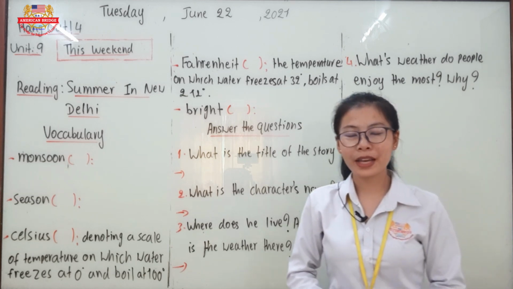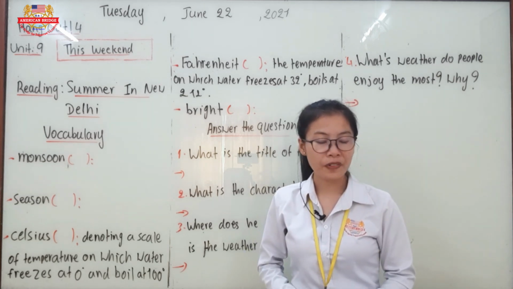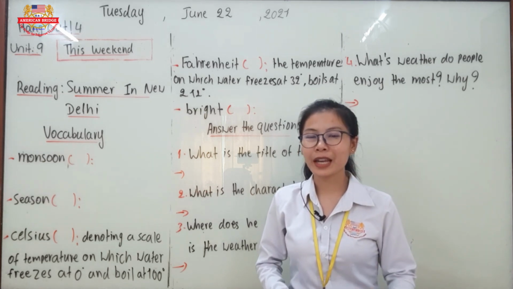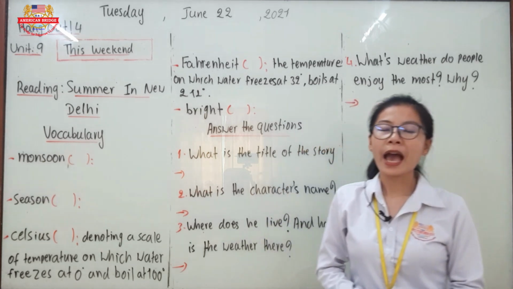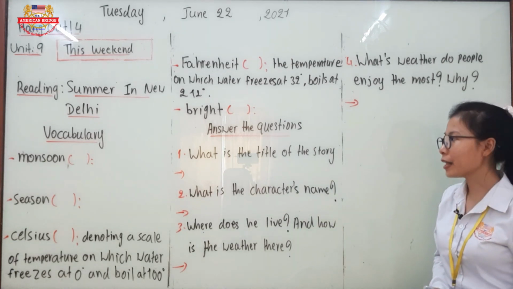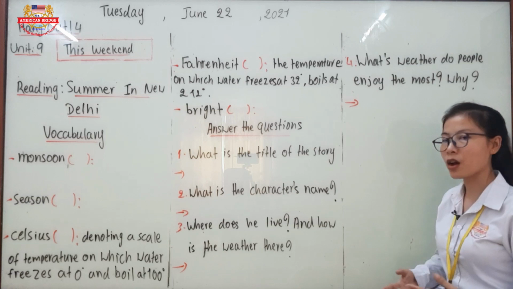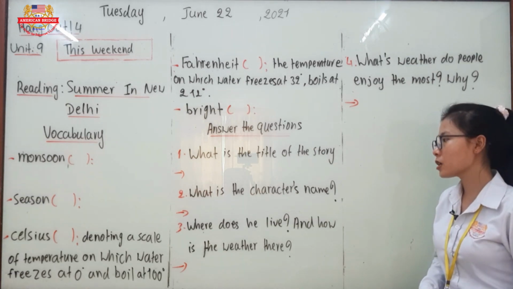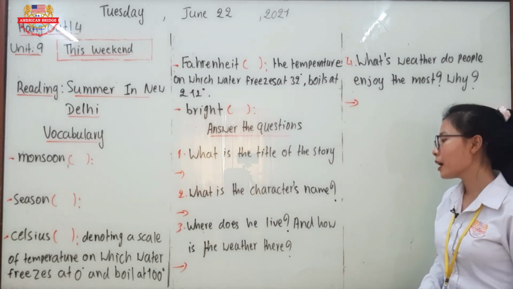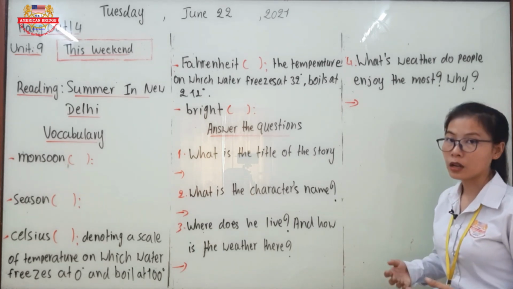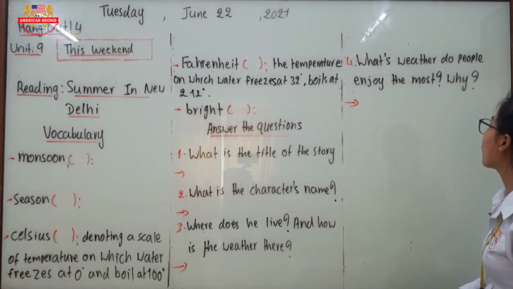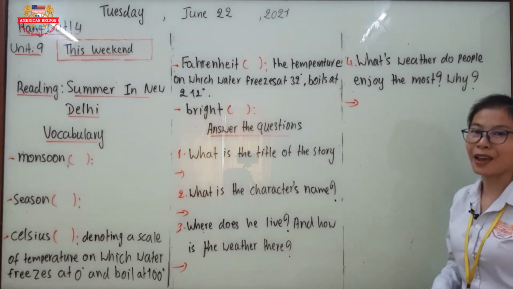Alright, everyone, I hope you can understand the first text of our reading. If you still have any questions, you can ask your homeroom teacher for more detail. In our reading today, we also have 4 questions for you. The first one is, what is the title of the story? The second is, what is the character's name? The third is, where does he live and how is the weather there? And the last one, what weather do people enjoy the most and why?